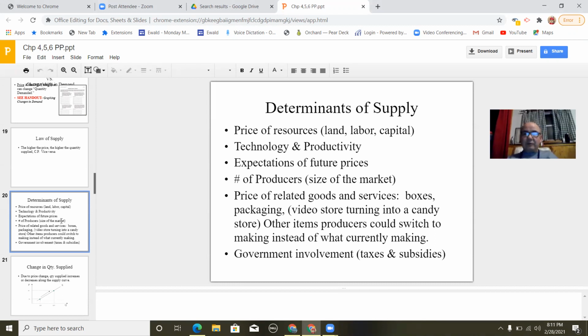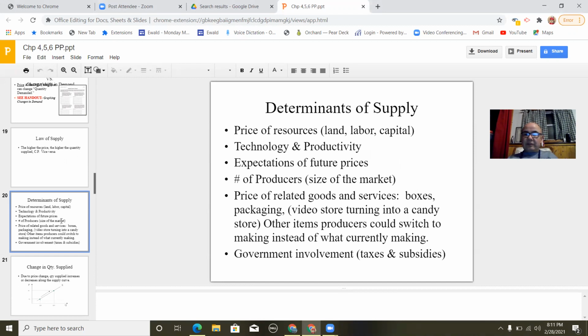Expectations of future prices is going to affect supply as well. If we know that, for example, the price of baseball bats will be going up in the near future, then we are going to want to supply more and meet those higher prices, and vice versa. Number of producers: if all of a sudden there are now two or three baseball bat manufacturers in my market, then of course the supply is going to go up. Or if one of the manufacturers goes out of business, same thing, you'd have less supply naturally.